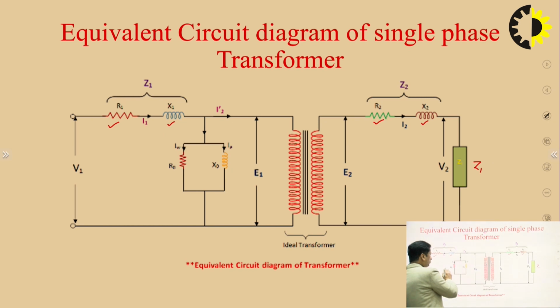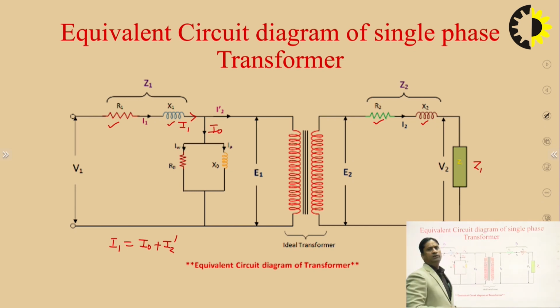Here the two parameters are the no load current and the primary current. The primary current I1 must be equal to the no load current plus I2 dash, which is the load component of the primary current.